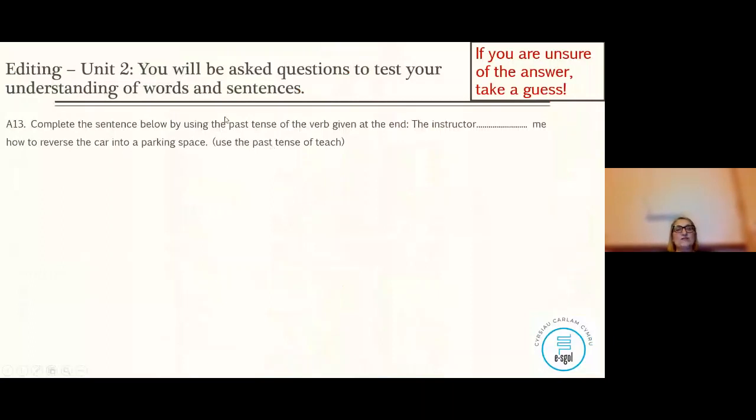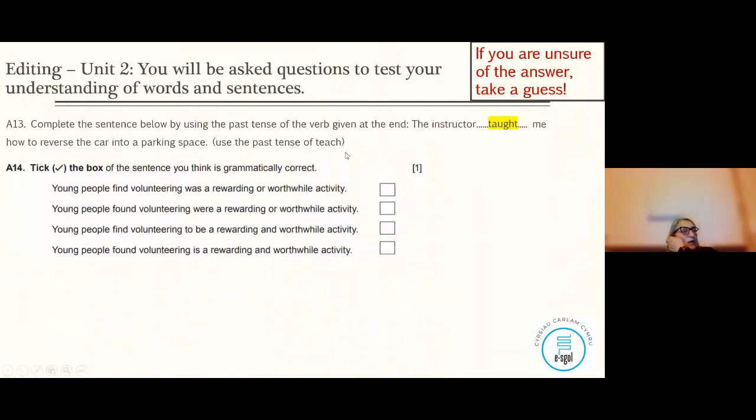Some of the questions I've seen, well, not a lot of them have asked about using the past tense of words, but they can always ask you questions like this. So it says complete the sentence below by using the past tense of the verb given at the end. So the instructor, something, me how to reverse the car into a parking space. So they want you to use the past tense of teach. So we know the past tense of teach, hopefully, is taught. So the instructor taught me how to reverse the car into a parking space. So all we're doing is activating our prior knowledge and deciding what the past tense of teach is.